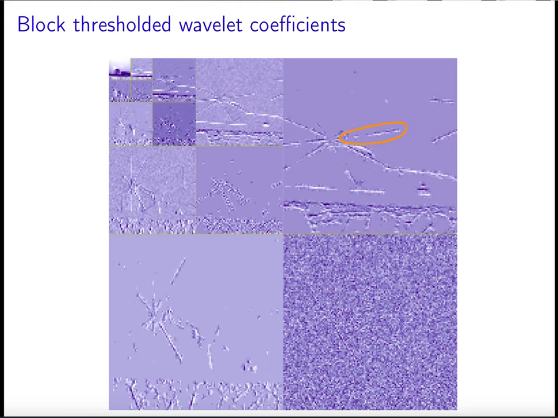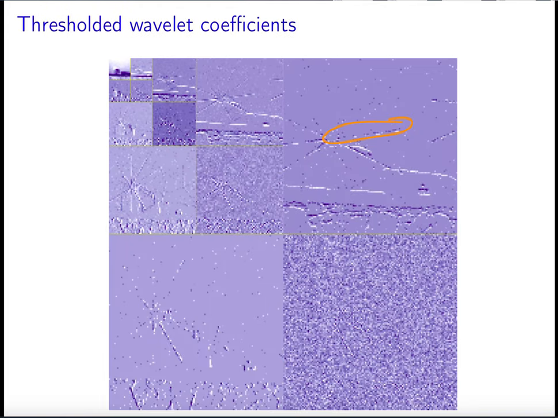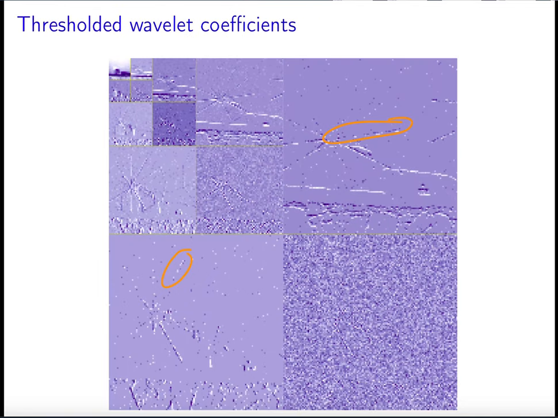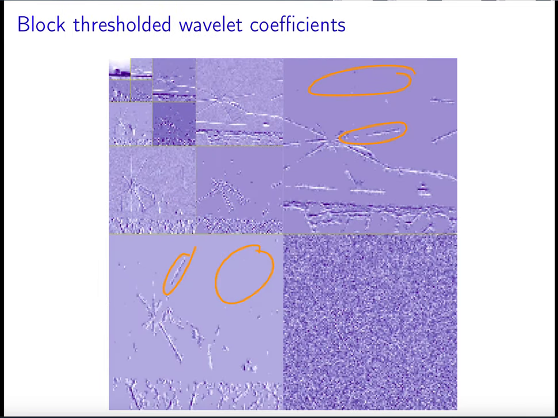And the thing to notice is that we are basically preserving the structure a bit better. Okay, so here you see this compared to here. And we are also killing the spurious wavelet coefficients much better. So here there are some that survive because we're thresholding in an isolated way. When we threshold in blocks, then those disappear.